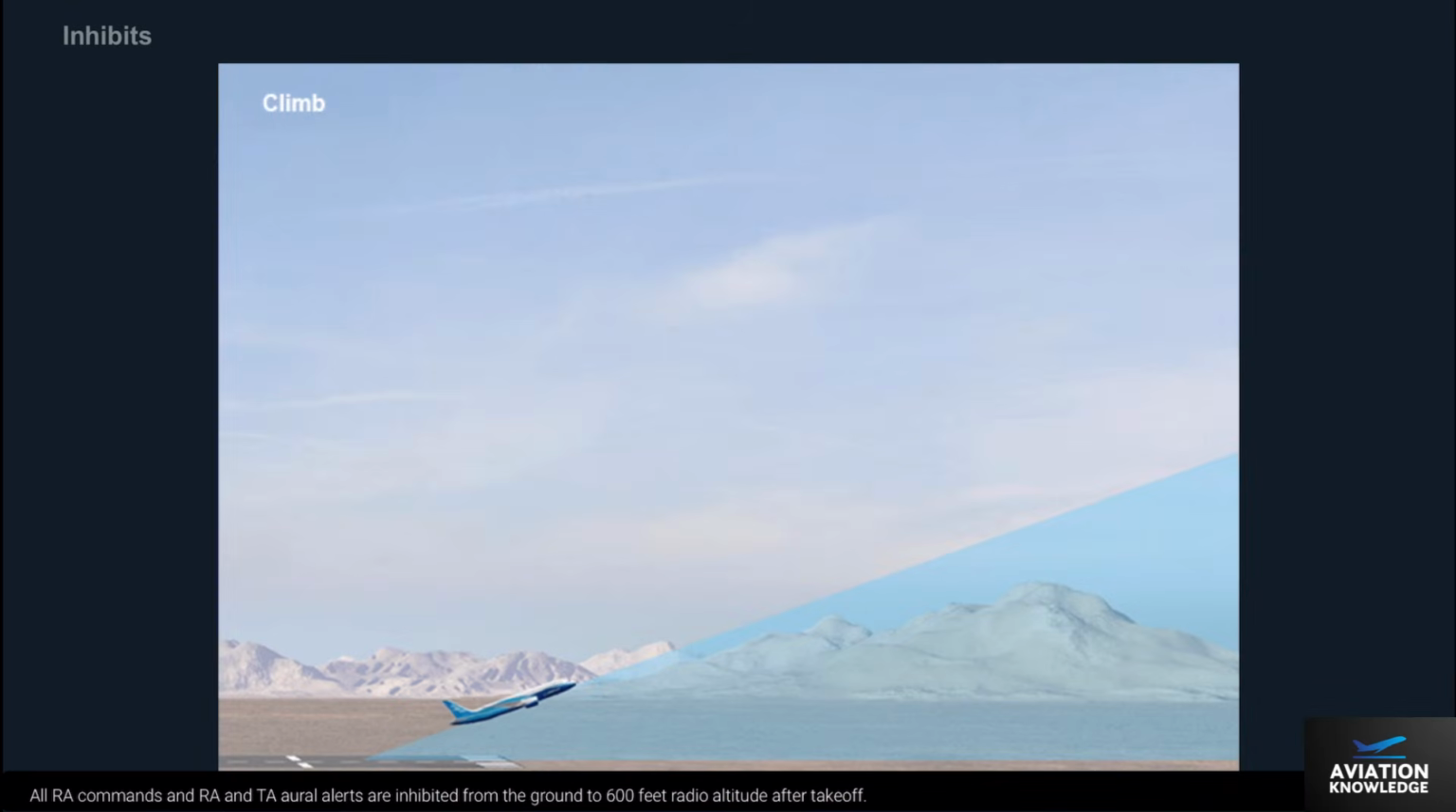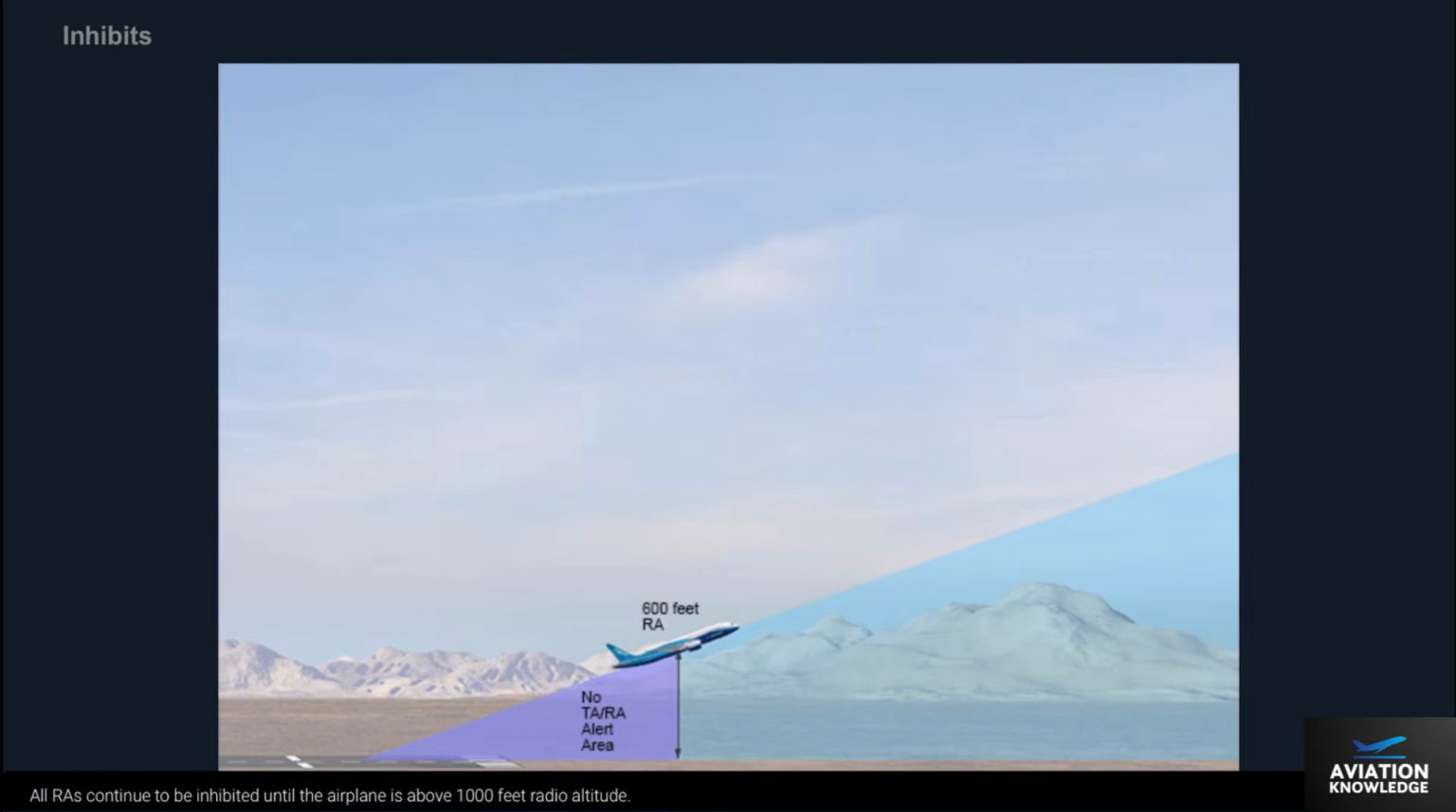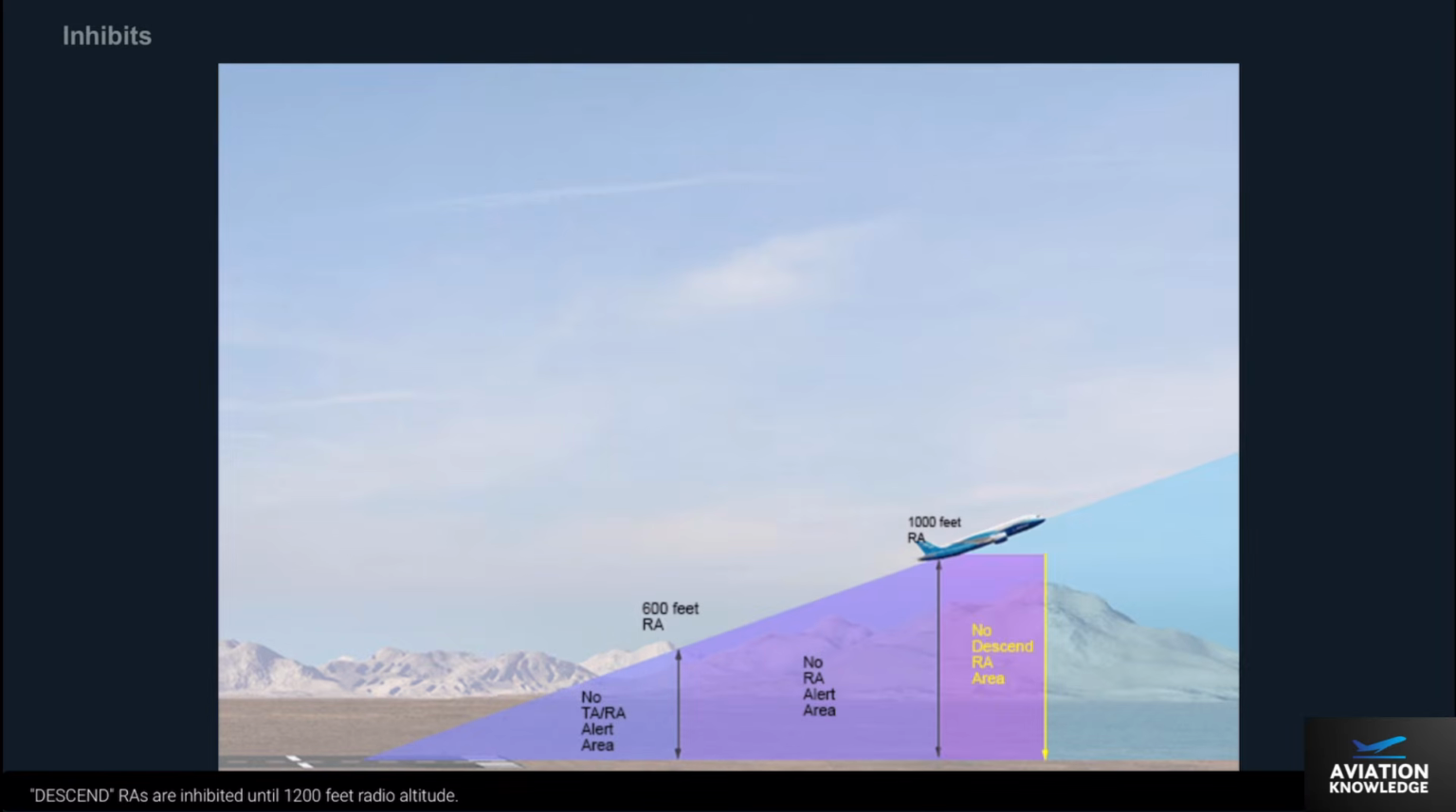All RA commands and RA and TA oral alerts are inhibited from the ground to 600 feet radio altitude after takeoff. RAs continue to be inhibited until the airplane is above 1,000 feet radio altitude. Descend RAs are inhibited until 1200 feet radio altitude.